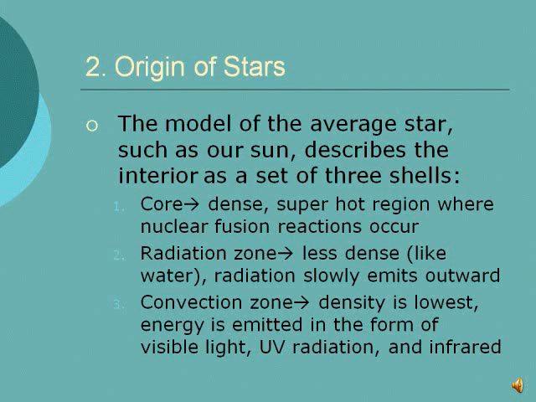The radiation zone, the reason why it's called that is because this is where radiation occurs. It's less dense. It's more like the density of water. The radiation slowly emits outward. Then you have your convection zone, which is where the density is the lowest. Energy is emitted in the form of visible light, UV radiation, and infrared light.